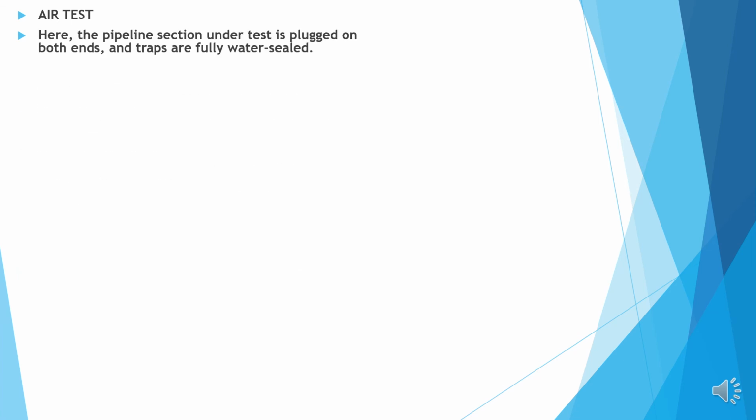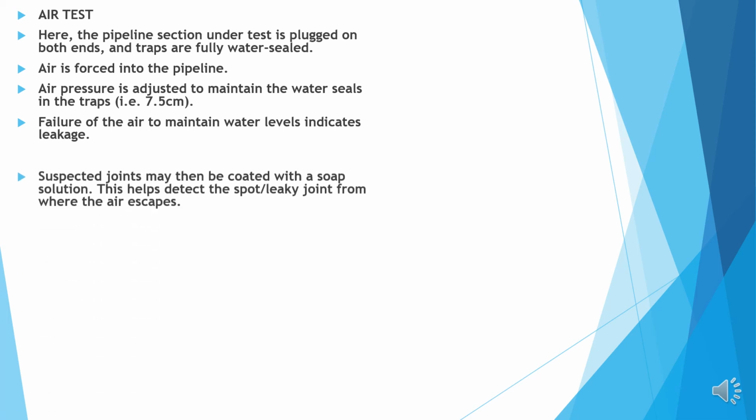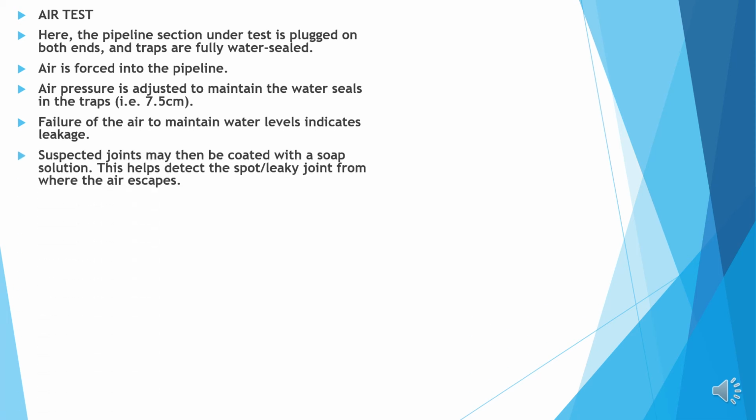Air test. The pipeline section under test is plugged at both ends and traps are fully water sealed. Air is forced into the pipeline. Air pressure is adjusted to the main water seals of the traps, that is 7.5 cm. Failure of the air to maintain water level indicates leakages. Suspected joints may then be coated with a soap solution. This helps to detect the leaky joint from where the air escapes.